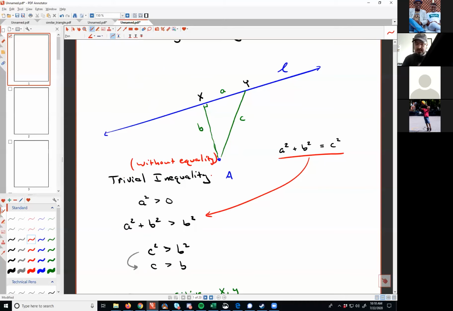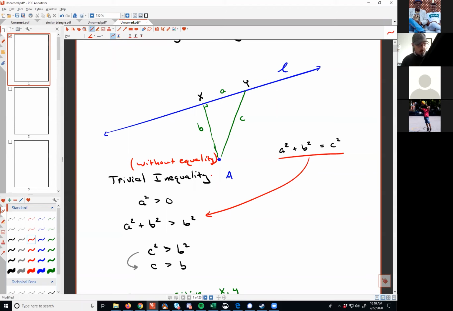Okay. Could you also use a parallel postulate to prove this? Now, Norley, can you repeat that? Could you use a parallel postulate to prove this? I don't know how. The parallel postulate just would tell us that there's a point through A parallel to line L.